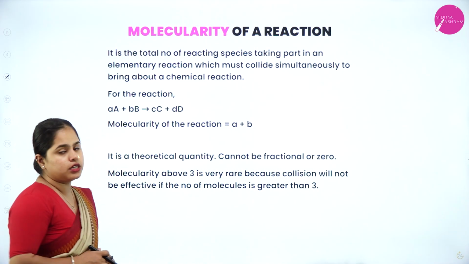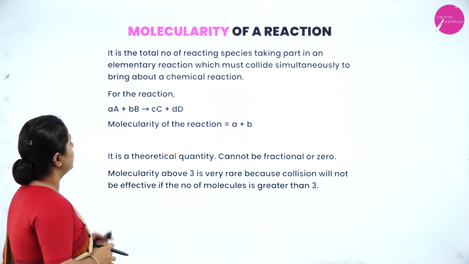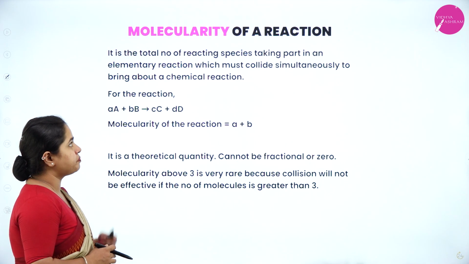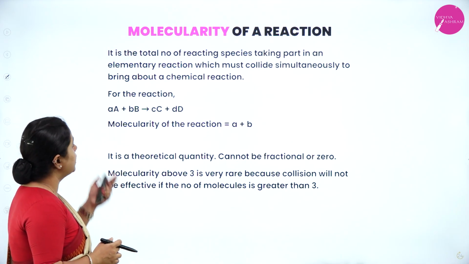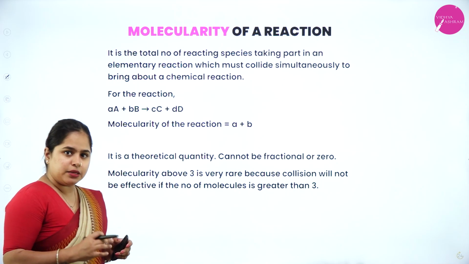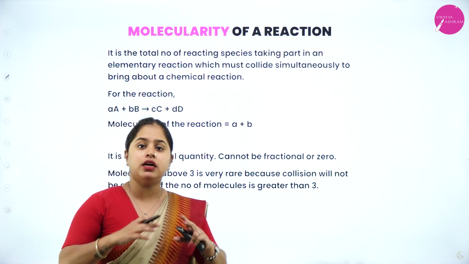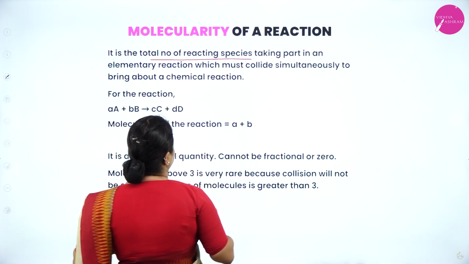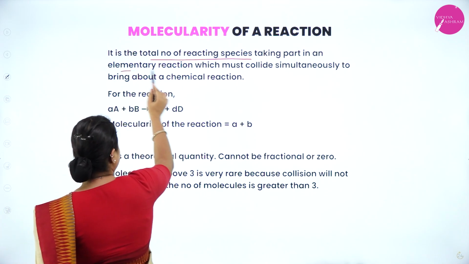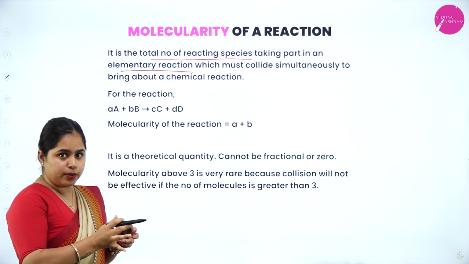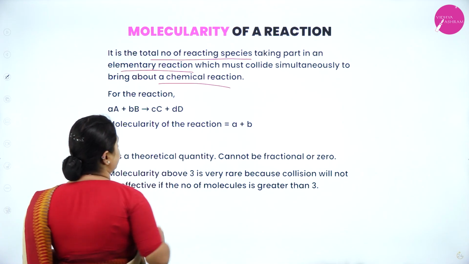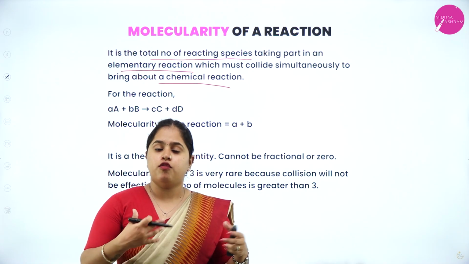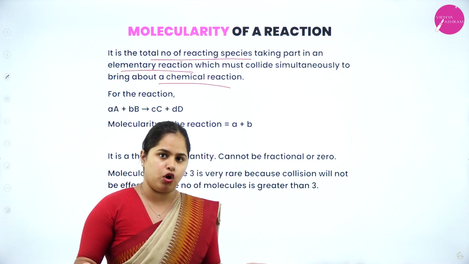Now moving on to the next part, that is molecularity of a reaction. Right. So it is the total number of reacting species taking part in an elementary reaction which must collide simultaneously to bring about a chemical reaction. So it means that molecularity is the total number of reacting species which is taking part in an elementary reaction which must collide simultaneously to bring about a chemical reaction. So in a chemical reaction, how many number of species are involved in the formation of the chemical reaction is called the molecularity of reaction.